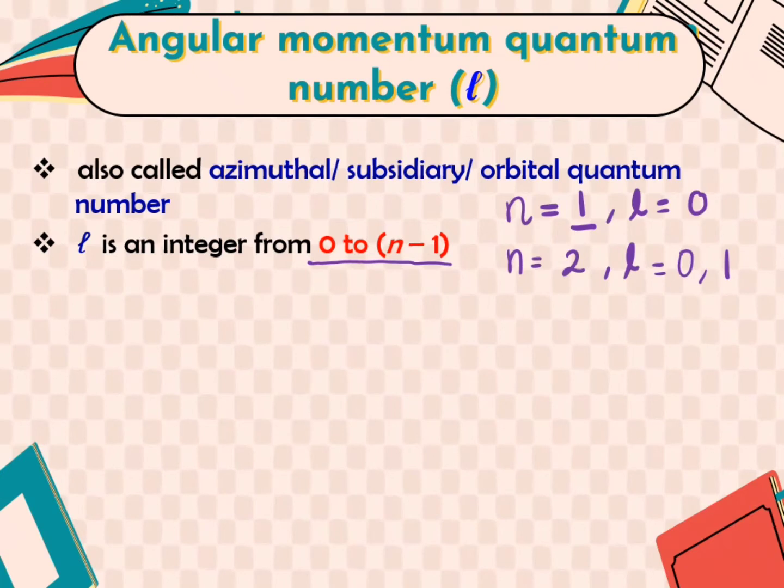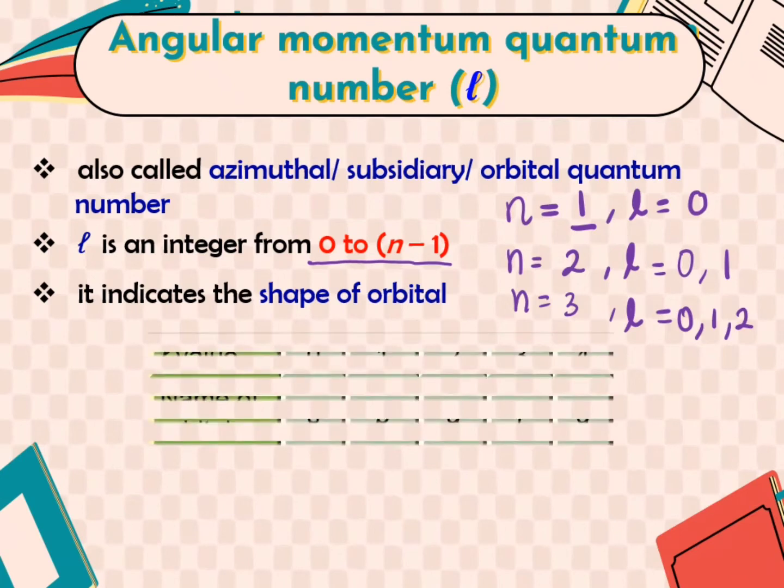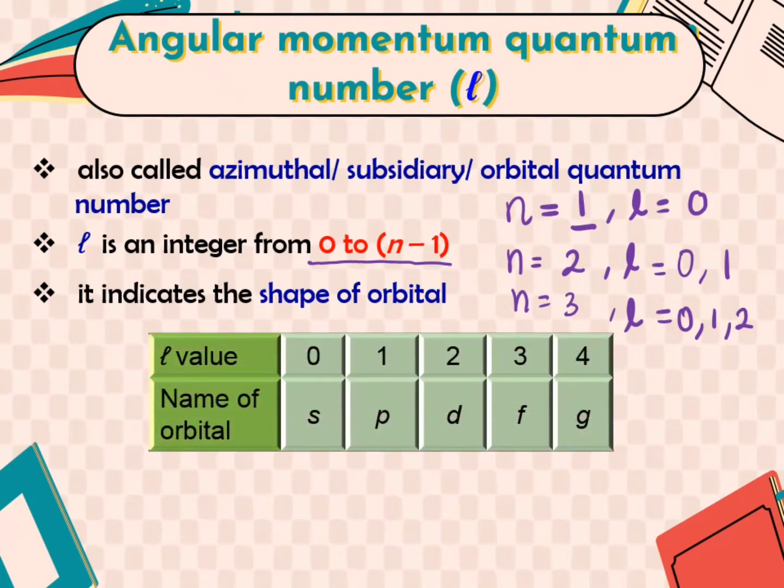Okay, and then if n equal to 3, macam mana? L should be 0, 1, 2. Nampak? Nombor yang sebelum n. So L depends on n. Dia mesti bergantung kepada n. Alright, so actually L ni dia indicate shape of the orbital, bentuk orbital tu. Later I will teach you how to draw the shape of orbital. Okay, so this is the shape of orbital.